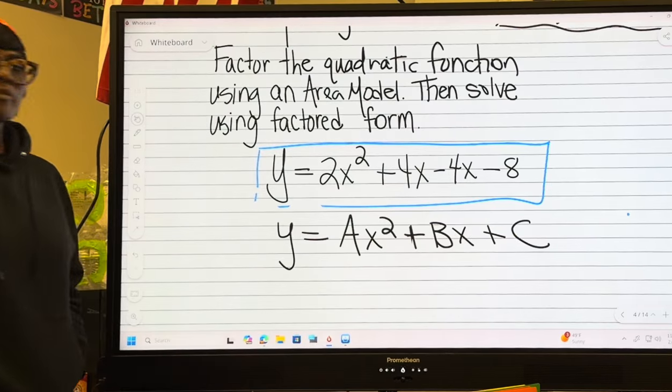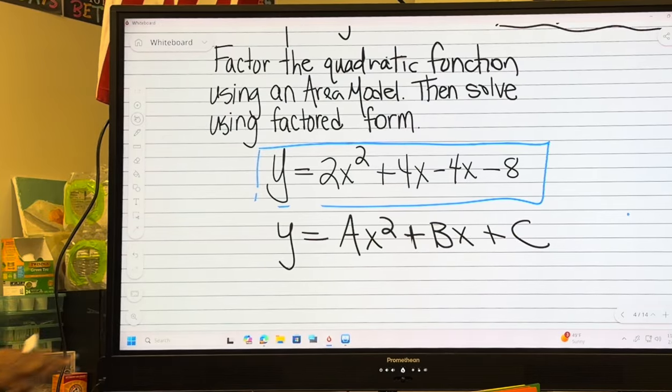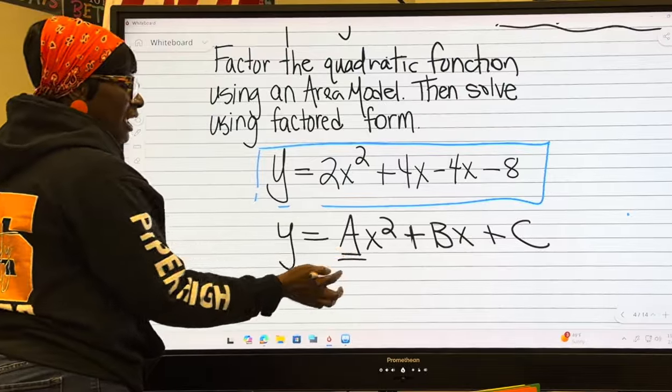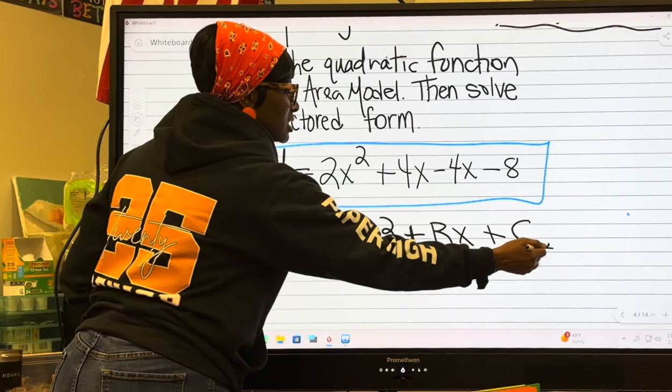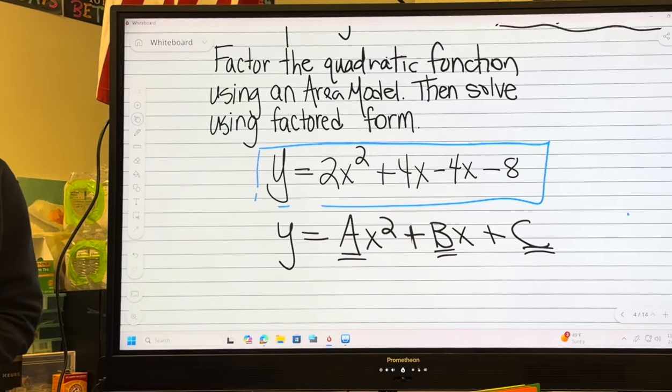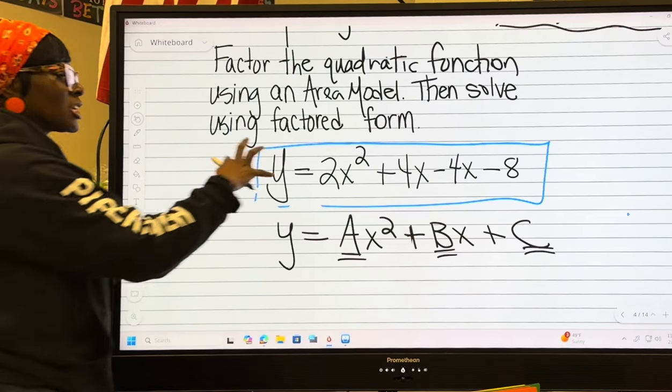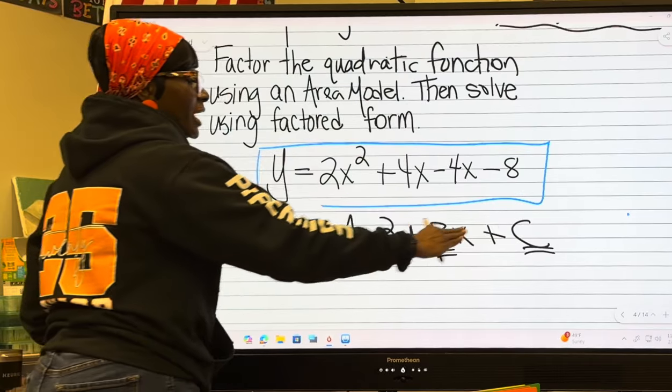This is the standard form of a quadratic function, right? Standard form of a quadratic function gives us an A, what's in front of the x squared. It gives us a B in front of the x, and it gives us a C, which is a constant that is sitting by itself, right? So this particular one has 4 terms. This only has 3 terms.